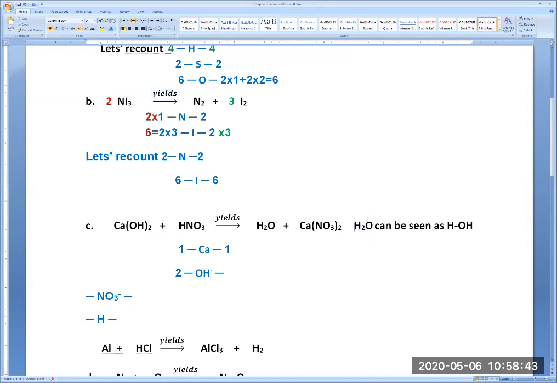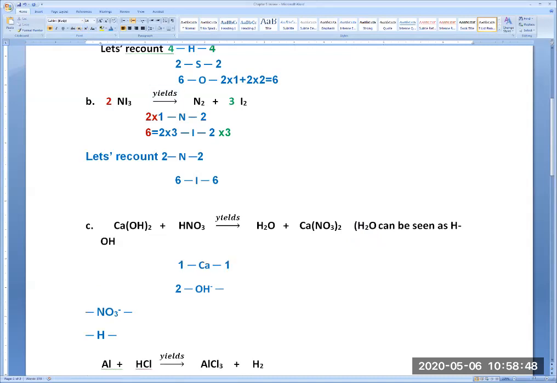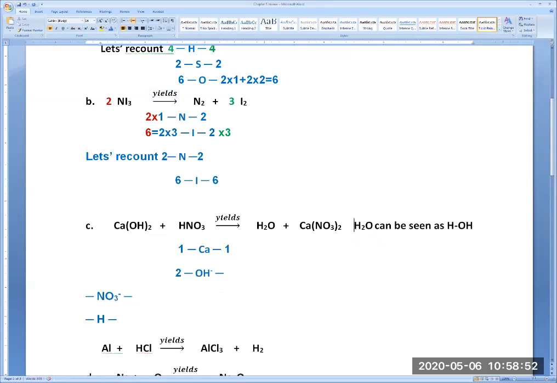Okay, it's important that you see that H2O as H bonded to OH, right? So then on the right side, if we count the number of OH, there is 1 in H2O, right?